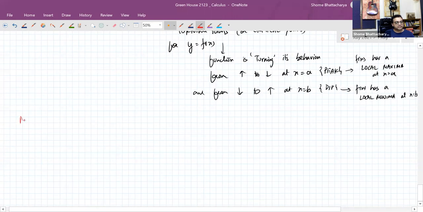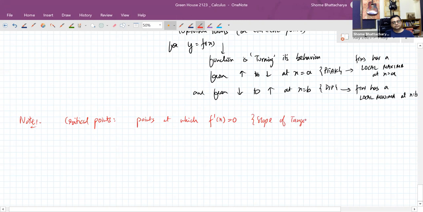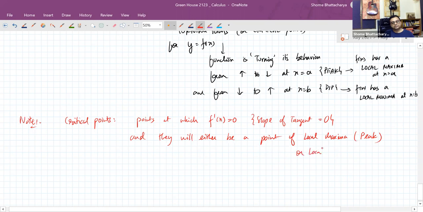So we can summarize this and say that critical points or turning points are points at which the derivative of the function is becoming zero, or the slope of the tangent is equal to zero. And they will either be a point of local maxima, which is basically like a peak point, or local minima, which is a dip point.